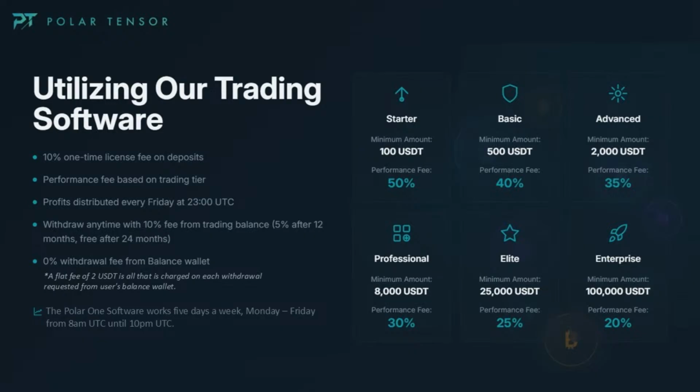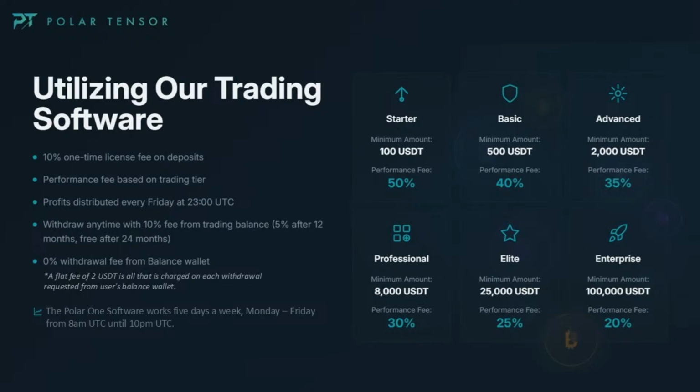This fee begins at 50% on the starter tier and decreases progressively to as low as just 20% at the top tier. Trading activity occurs 5 days per week, Monday through Friday, from 8 o'clock a.m. to 10 o'clock p.m. UTC time, and profit distributions are issued each and every Friday. It's important to note that there's no capital lock period. Users may withdraw their trading balance in full or in part at any time.